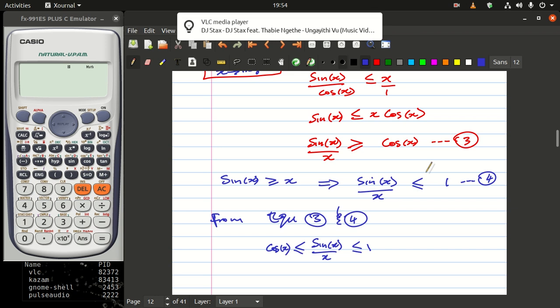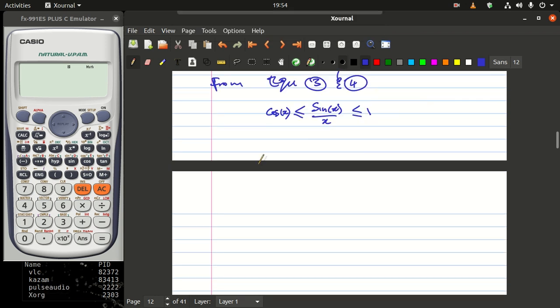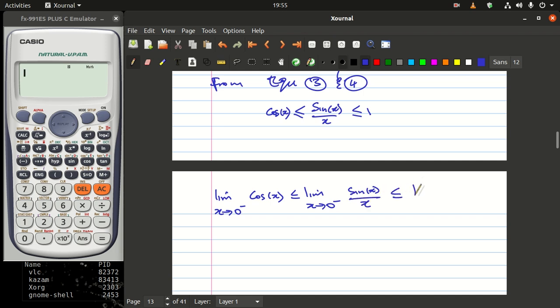So using these two equations, you can actually take the limit as x approaches 0, but now we're on the left: the limit as x approaches 0 from the left of cosine of x is less than or equal to the limit as x approaches 0 from the left of sine of x divided by x, which is less than or equal to the limit as x approaches 0 from the left of 1. One thing for sure, what is the limit of a constant?